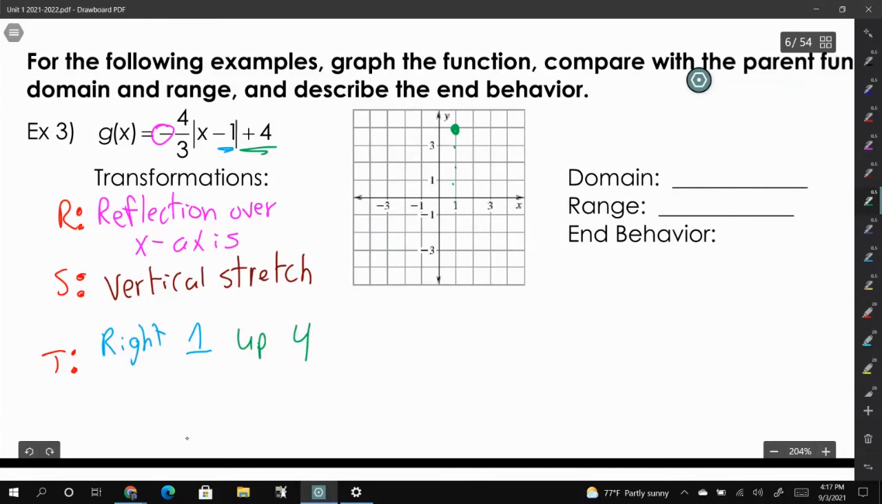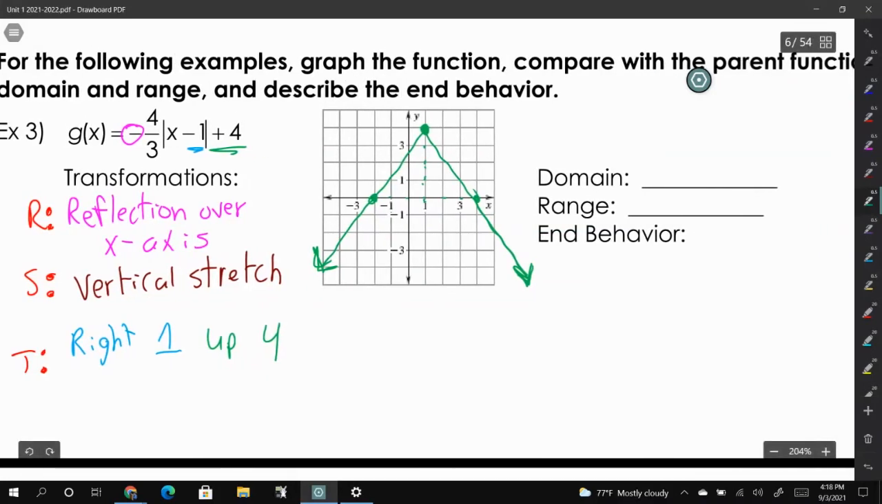And then down 4, 1, 2, 3, 4. 1, 2, and left 3. 1, 2, 3, 4, and right 3. So that's how our graph will look. I always like to draw my graph before doing domain, range, and end behavior. That way I can look at my drawing and be sure.